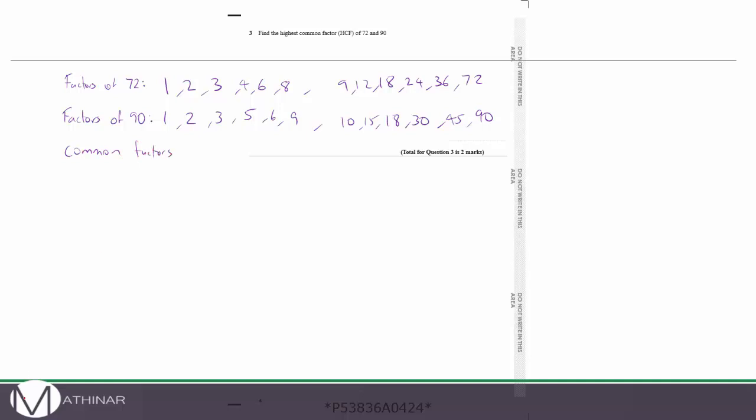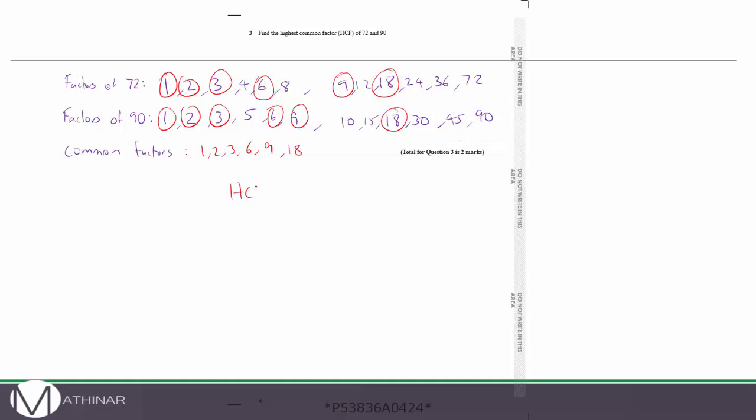So I'm just going to circle these. So we've got 1 in common, we've got 2 in common, we've got 3 in common, we've got 6 in common, we've got 9 in common, we've got 18 in common. So these are all the common factors: 1, 2, 3, 6, 9, 18.